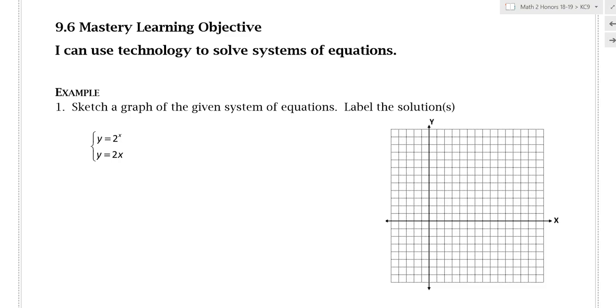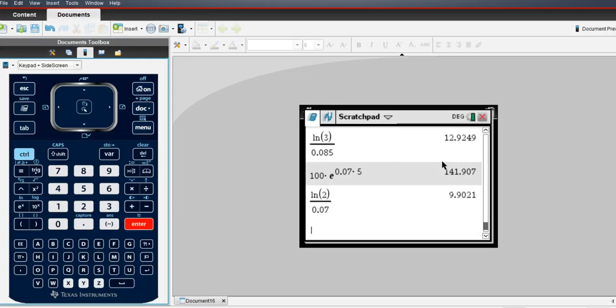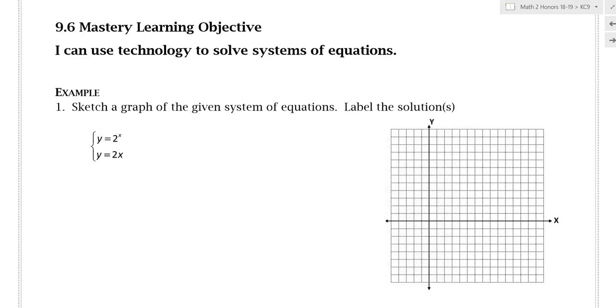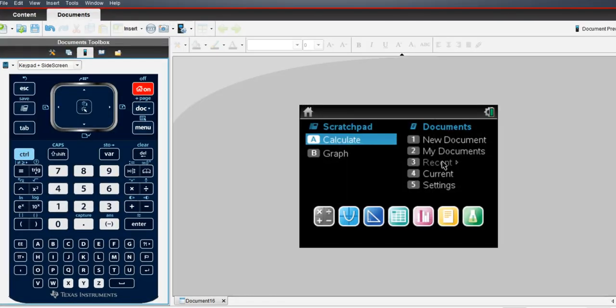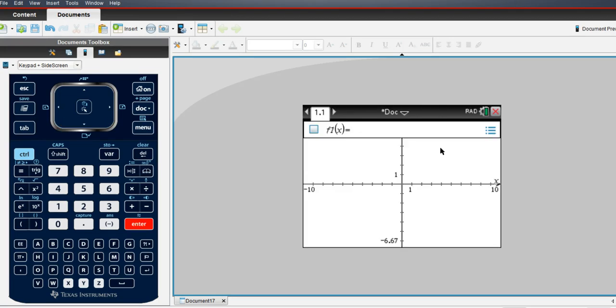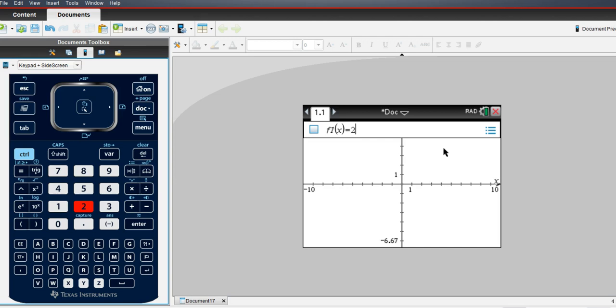Again, this is also another kind of review thing where we are going to be graphing these to see what they look like. So our first one is y equals 2 to the x and y equals 2x. Okay, so I am going to put both of these in my graphing calculator, and we are actually going to graph these functions. So our first one was 2 to the x.